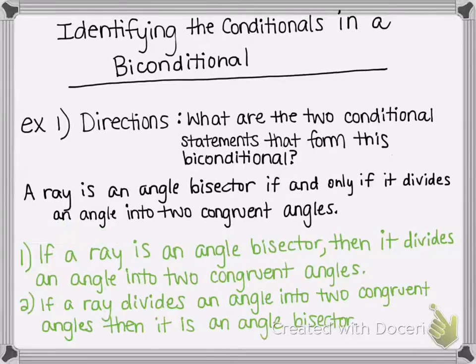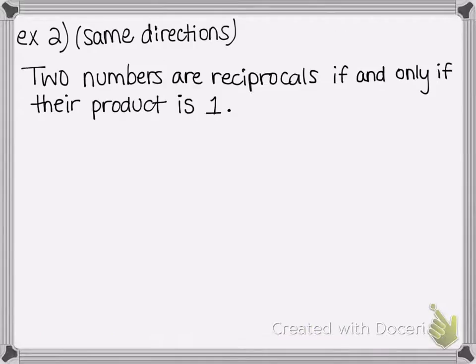And then the second sentence you could write, which we would consider the converse, is: if a ray divides an angle into two congruent angles, then it is an angle bisector. So those are the two sentences you can get. You can write number 2 first and number 1 second, and I'm fine with that, because those are still the two sentences you get from that biconditional, regardless of the order you write your answers in.